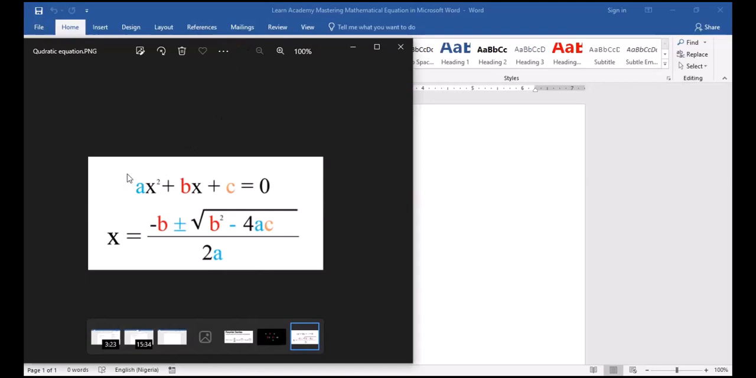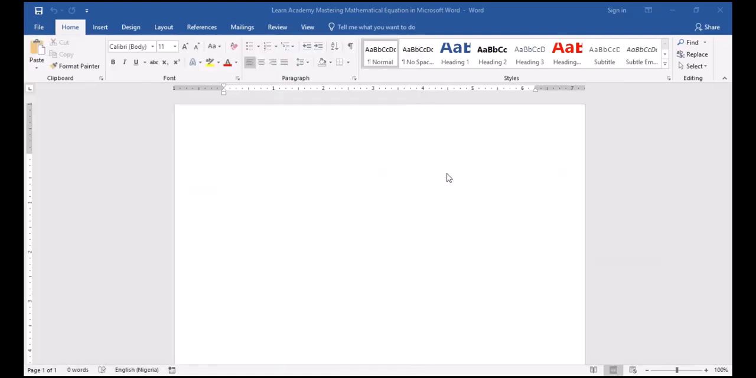Let's say we want to prepare a class note for students. Probably we're trying to prepare a document, so we want to type in these two equations. The first equation, then we're going to be looking for x. So how do we type this into Microsoft Word?